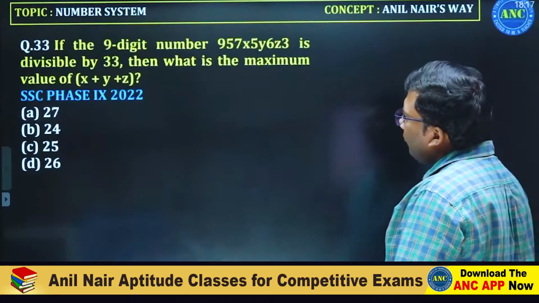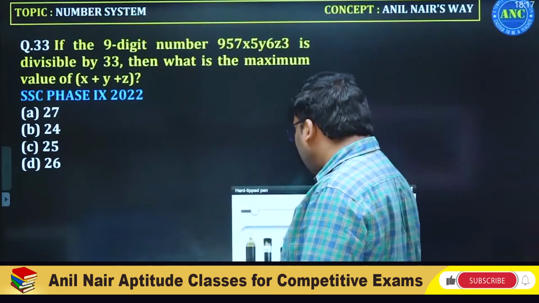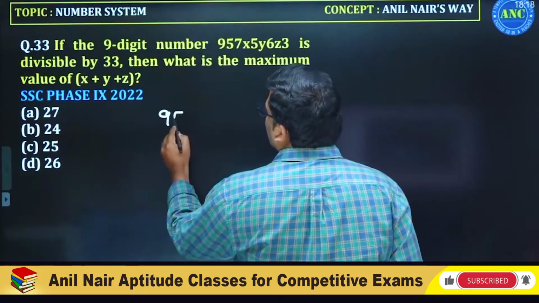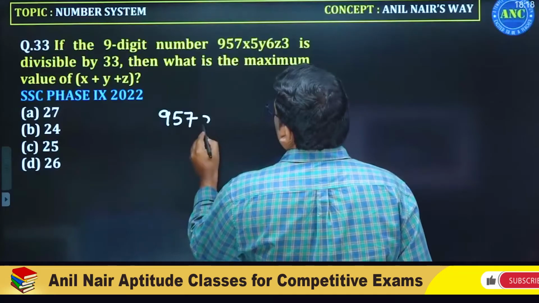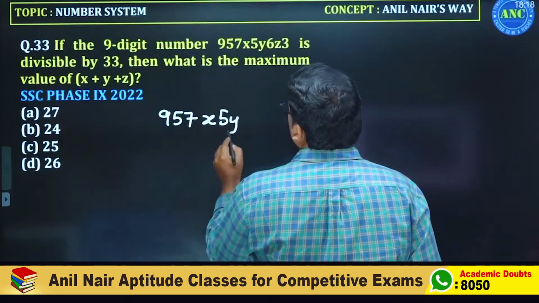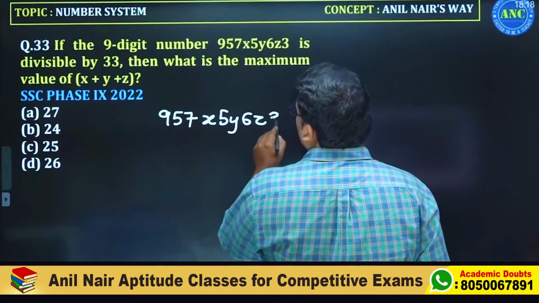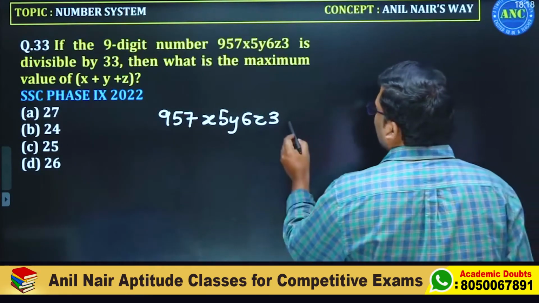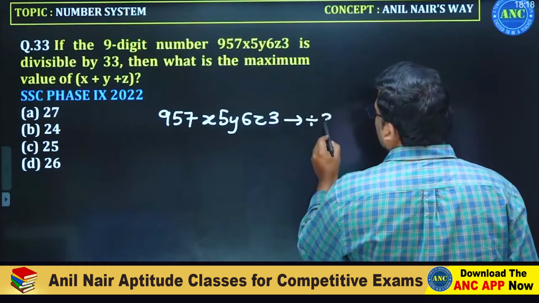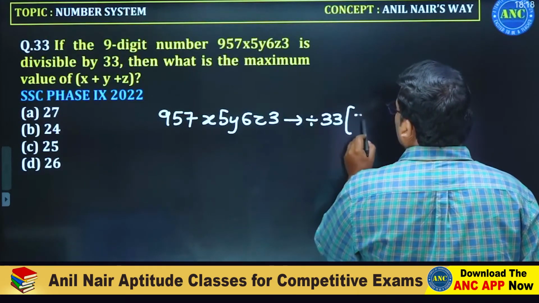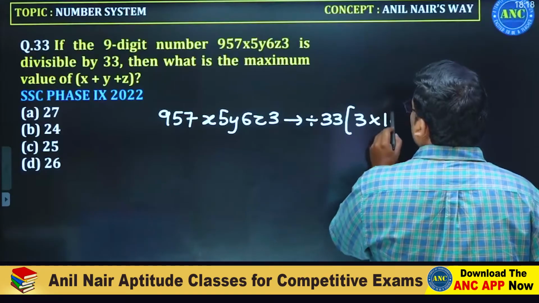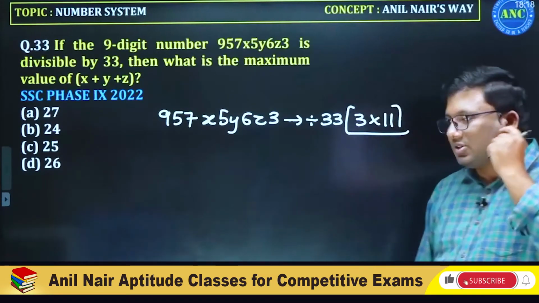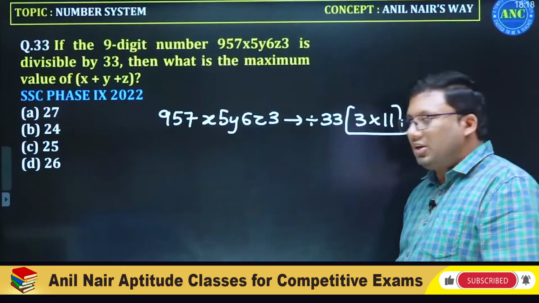Next one. There is a 9-digit number that is given to you. It is 957 x5y 6z3. This is a 9-digit number. It is divisible by which number? 33. It is divisible by 33. 33 can be written as a product of two coprimes, 3 into 11.